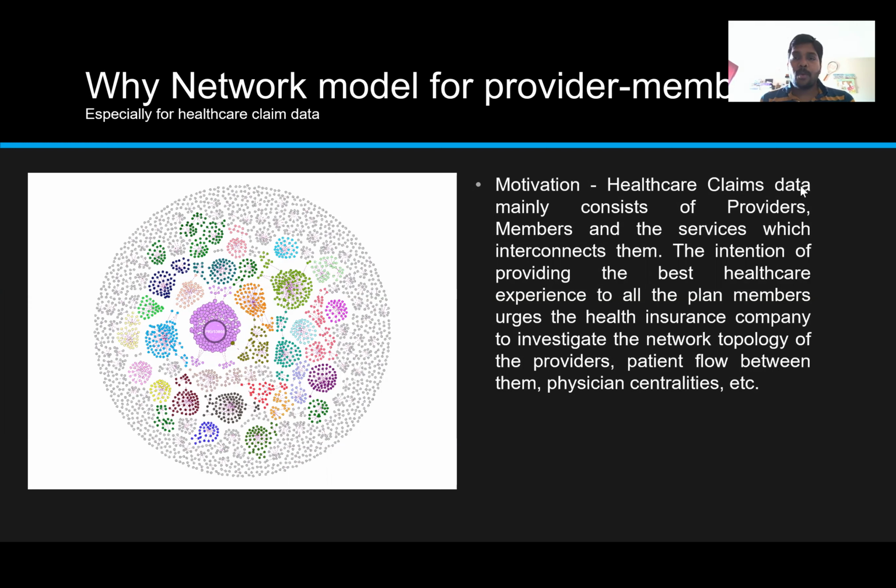So the intention of providing the best healthcare experience to all the plan members urges the healthcare insurance company to investigate the network topology of the providers, patient flow between them, or physician centralities, to provide the best healthcare experience to all the plan members. So this is a typical network model that I arrived at when I worked on the claims data. I'll be showing how this kind of model is arrived at.